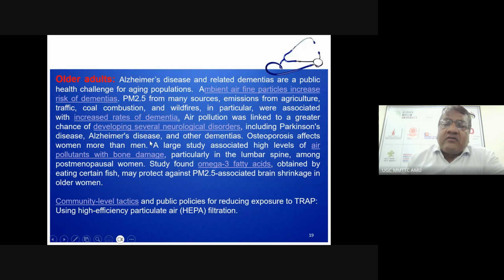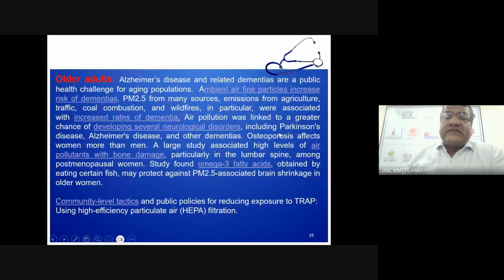are in dementias. Osteoporosis is basically the weakness or decalcification of a bone, and it affects women more than men due to the air pollution. A large study associated a high level of air pollution with bone damage, particularly in the lumbar spine. Basically, in the spine, in the back, we have the cervical spine, which is an area of the vertebrae or vertebral column in the neck.